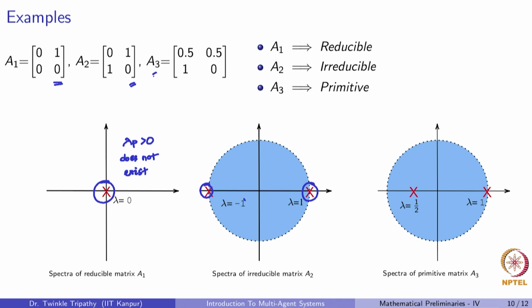In the third case, in the case of A3, which is now a completely primitive matrix, we see that we still have an eigenvalue which is strictly greater than 0. Now, as given by the Perron-Frobenius theorem, every other eigenvalue, which is the other eigenvalue is half, should be -half. It strictly lies inside the disk whose radius is equal to lambda p.